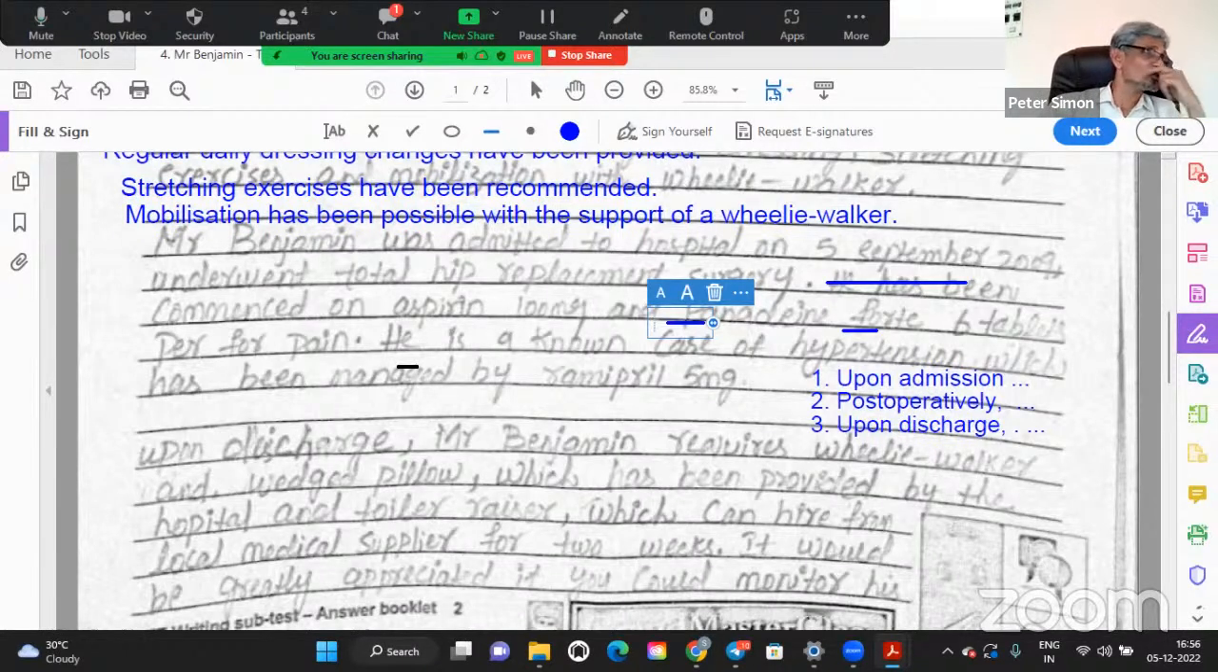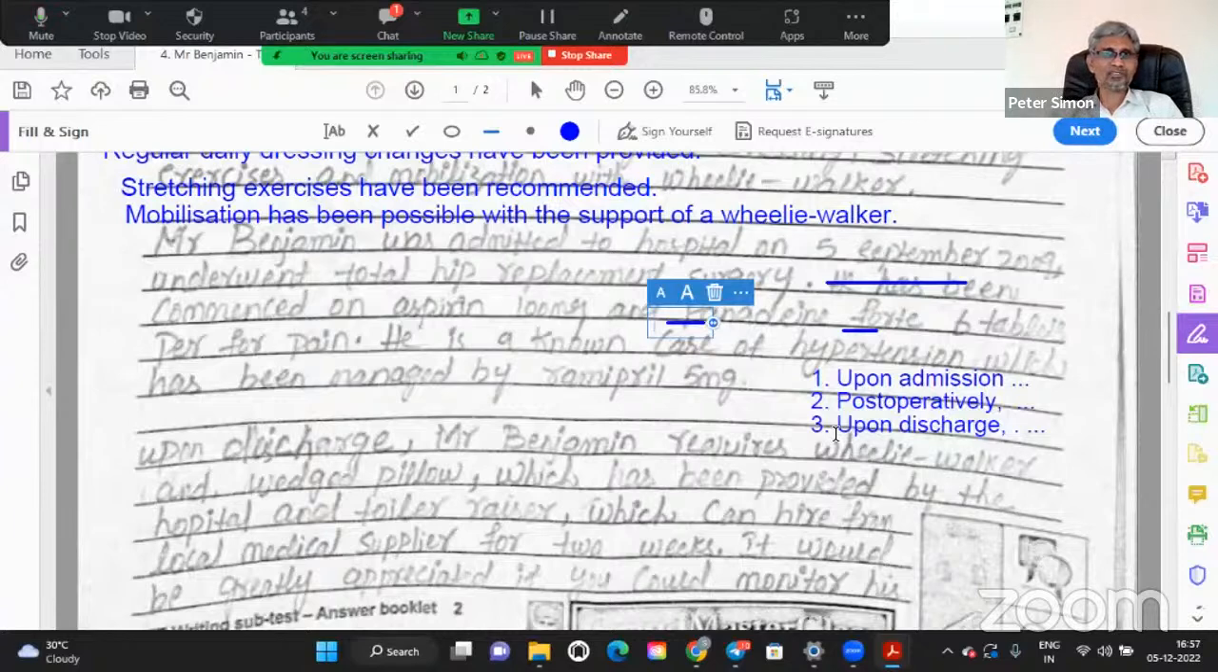Okay. During hospitalization or post-operatively, it will be present continuous tense, or present perfect tense. But before that one, admission, that is past tense. And upon discharge, it will be future tense. So first paragraph, past tense. Second paragraph, present tense. Third paragraph, future tense. That's so simple. Upon admission is past tense. Post-operatively means now, that is present tense. Upon discharge is future tense. So simple as that.